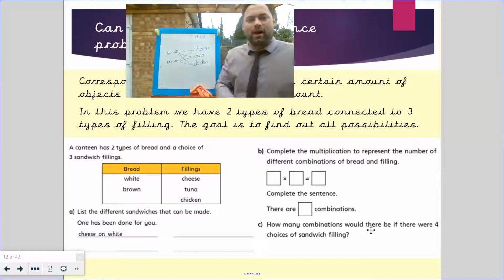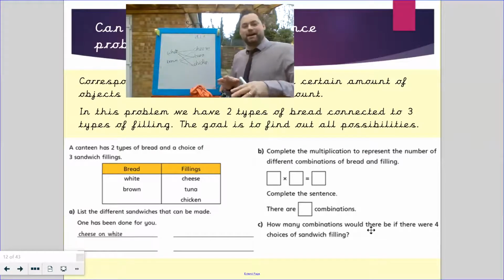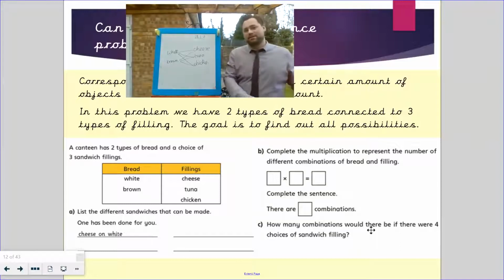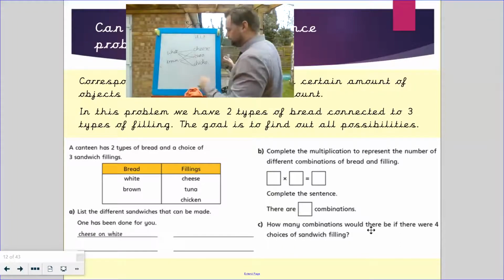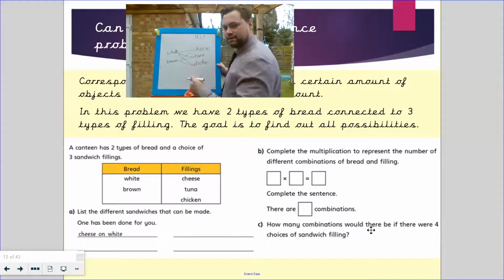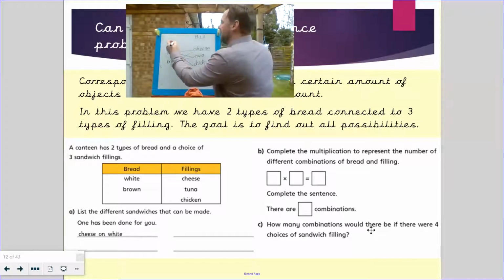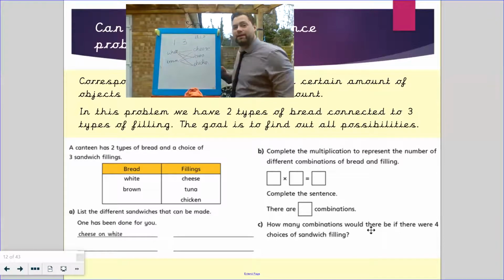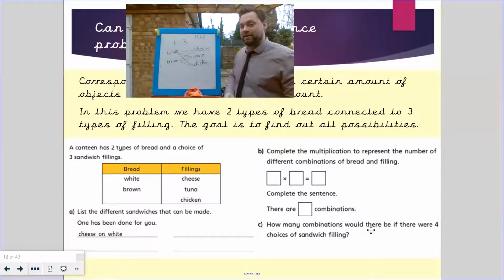There we are, that's better. So with each type of bread, we can have 3 fillings. So if we know what we can have on one type of bread, we can have the same on another type of bread. So what we could say is that our combination, for every one piece of bread, we can have 3 different types of filling.